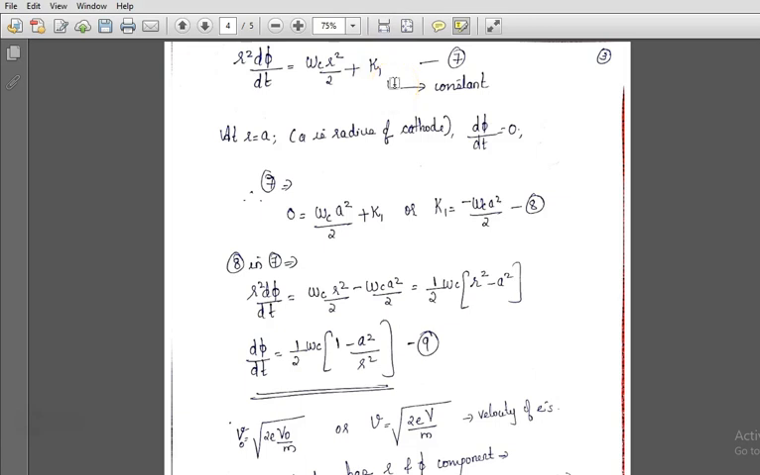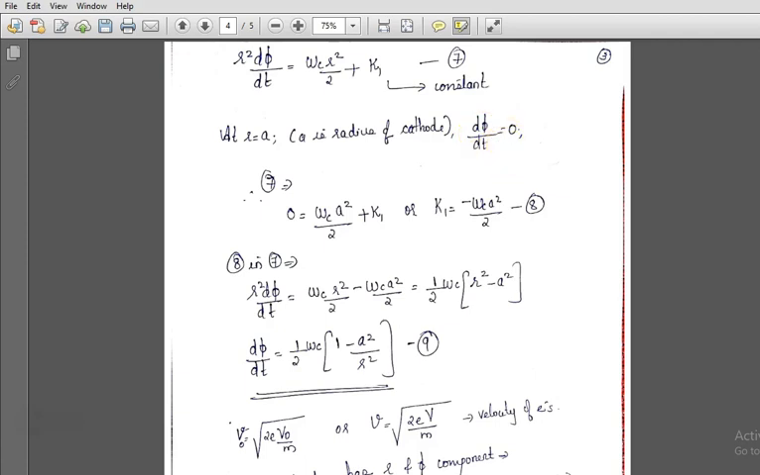So what is the next step? We have to find the value of k1. To find the constants, we have to apply the boundary conditions. The boundary conditions are the radius R equal to A and R equal to B. Let us start with R equal to A, which is the radius of the cathode. The electrons are in the cathode, so d phi by dt is equal to 0, because there is no angular displacement as they have not come out of the cathode.